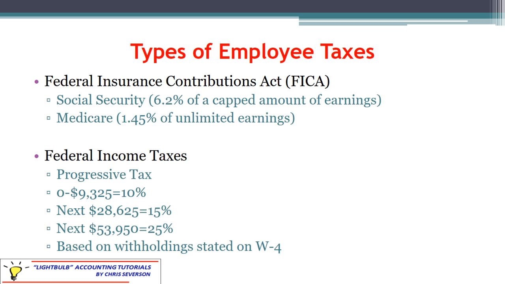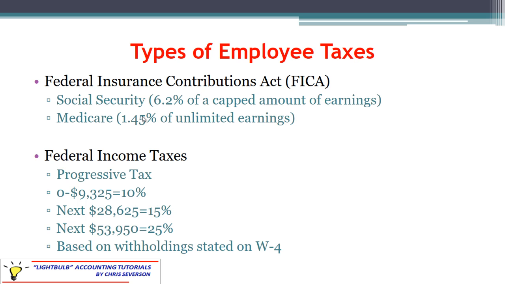Social Security is a program to cover the retirement for the elderly as well as disability income. Medicare is intended to cover the health care side of that, again, for retired individuals as well as disabled individuals. So that is the FICA. These are what are known as the FICA taxes. Again, that FICA covers both Social Security as well as Medicare.